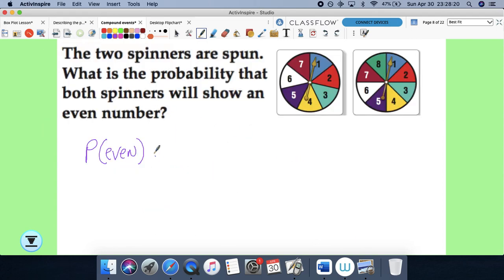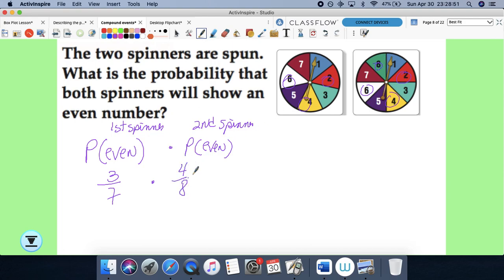So probability of the first spinner, let me write the first spinner. That's called a spinner, by the way. Times, what do you want on the second spinner? You also want an even number. On the first spinner, even numbers, 2, 4, 6. So you have 3 out of 7 chance. On the second spinner, you want the even numbers, 2, 4, 6, 8. You have 4 out of 8 chance of getting an even number.